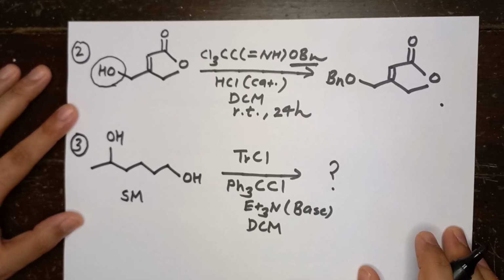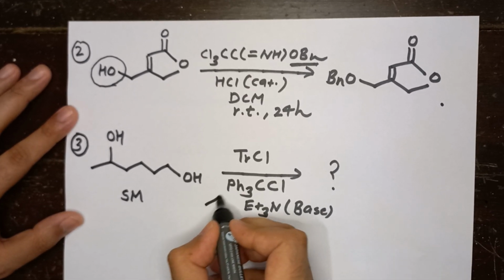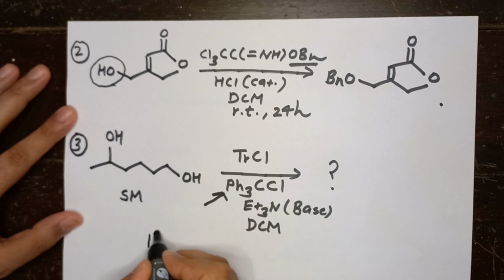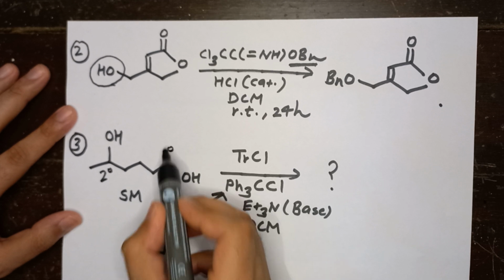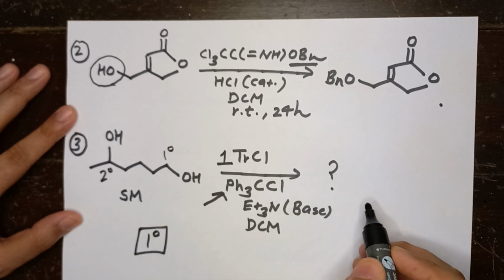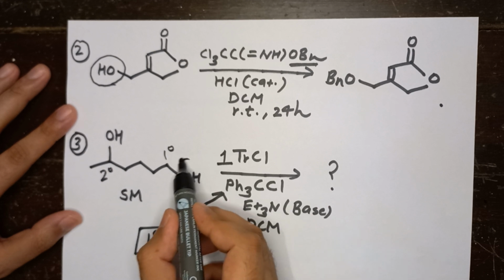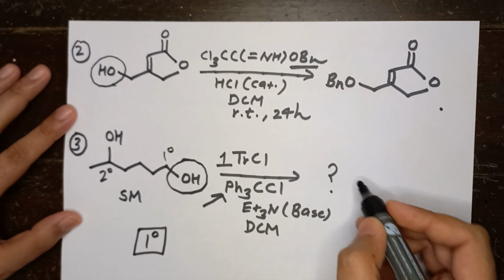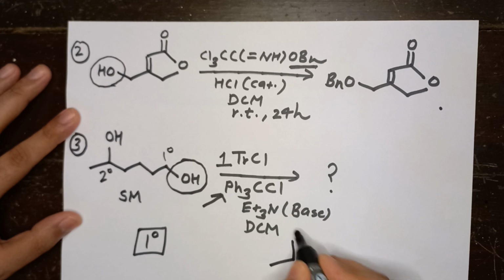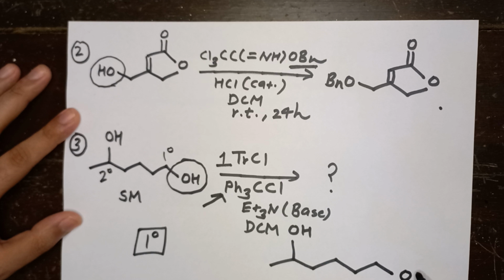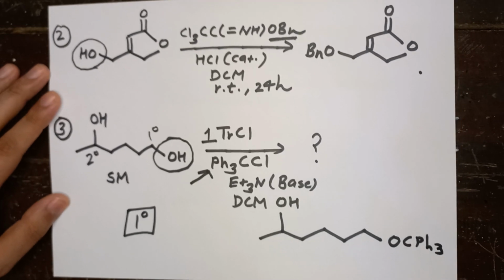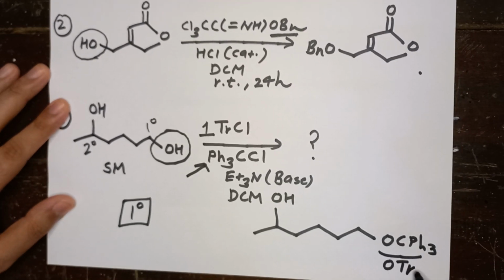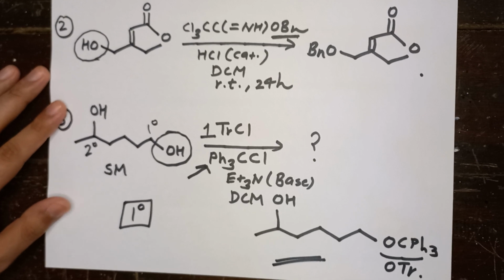Well, if you have watched my previous video, you must know that this trityl chloride is very selective for 1 degree alcohols. Okay, and here we have a 2 degree alcohol and a 1 degree alcohol. Suppose I have just one equivalent of trityl chloride, we are going to protect the 1 degree alcohol only. So the product will be, we will not touch the secondary alcohol, and we will protect the primary alcohol with an OCPh3, that is nothing but the O-trityl group. So this is the product.